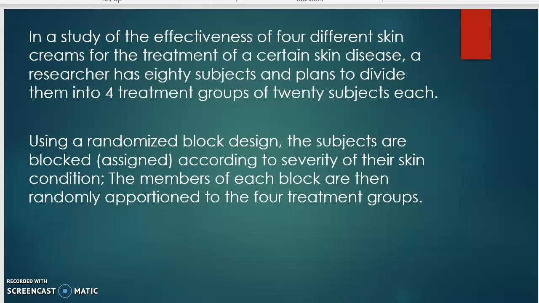In a study of the effectiveness of 4 different skin creams for the treatment of a certain skin disease, a researcher has 80 subjects and plans to divide them into 4 treatment groups of 20 subjects each. Using a randomized block design, the subjects are assigned according to the severity of their skin condition. The members of each of these blocks are then randomly apportioned to the 4 treatment groups. That way they don't have all the people with the worst symptoms in one group or the other. They've divided them between the groups. They've divided the ones who show very few symptoms into both groups.